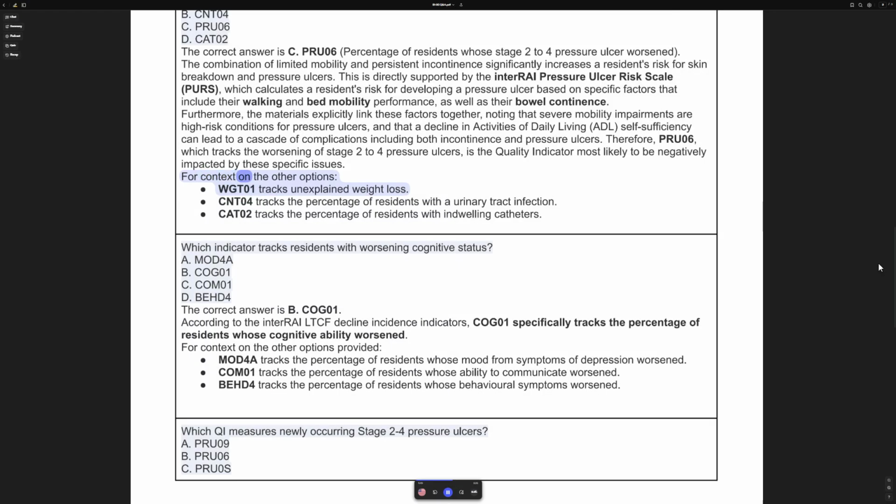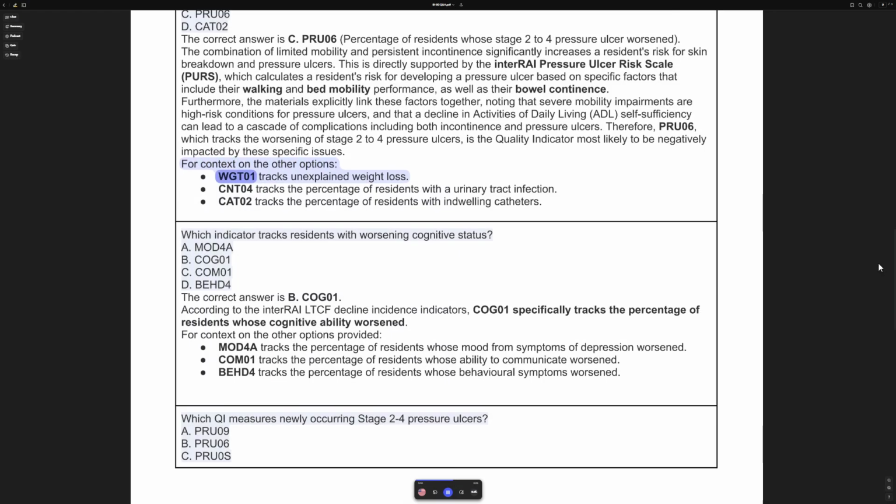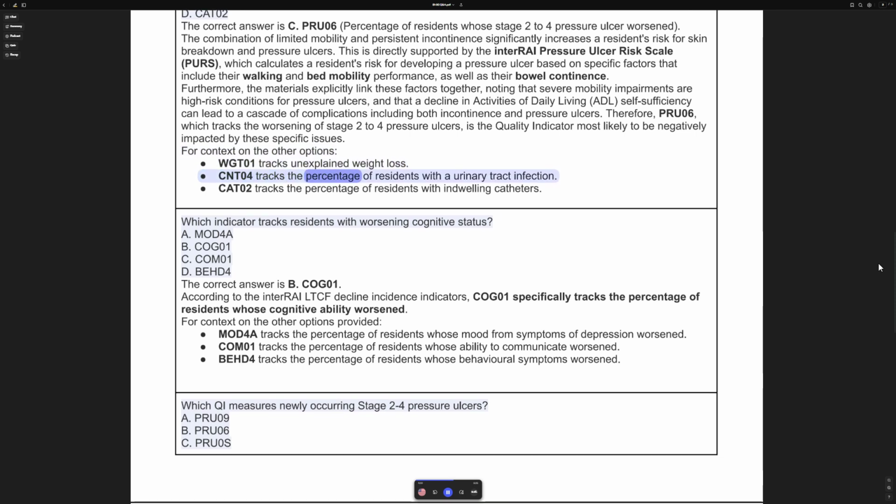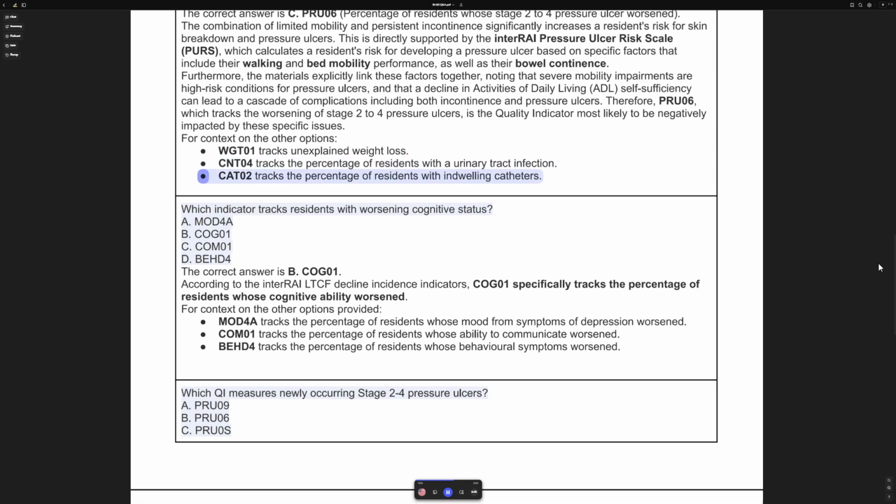For context on the other options, WGT01 tracks unexplained weight loss. CNT04 tracks the percentage of residents with a urinary tract infection. CAT02 tracks the percentage of residents with indwelling catheters.